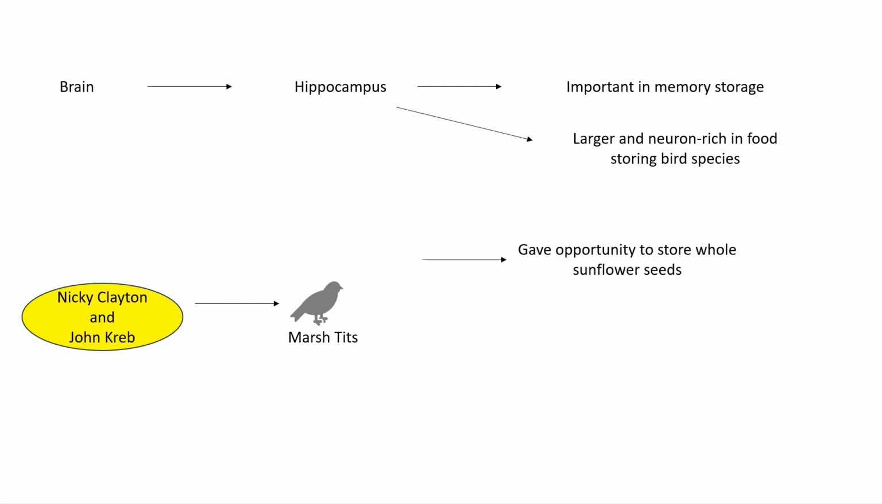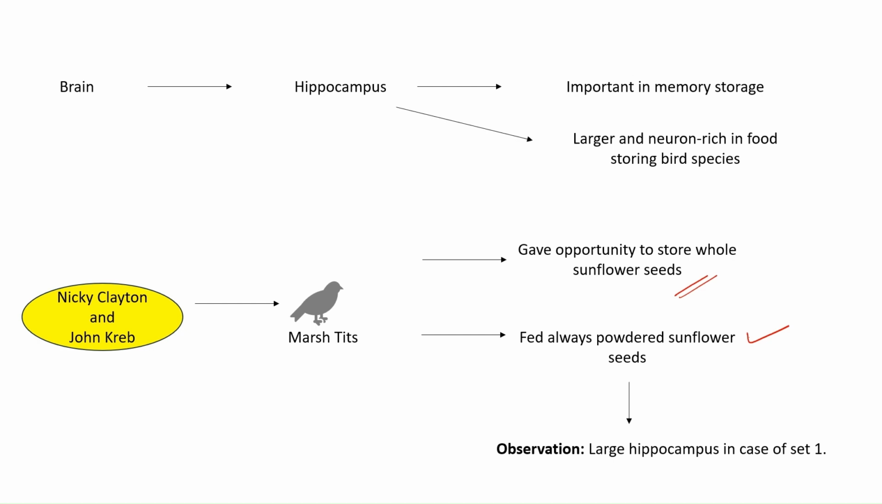So they divided these birds into 2 sets. For the one set, they gave the opportunity to store whole sunflower seeds. But the second set was always fed powdered sunflower seeds. So that means for the second set, there is no option to store the seed because they are getting powdered seed. But the first set has the opportunity to store the seeds.